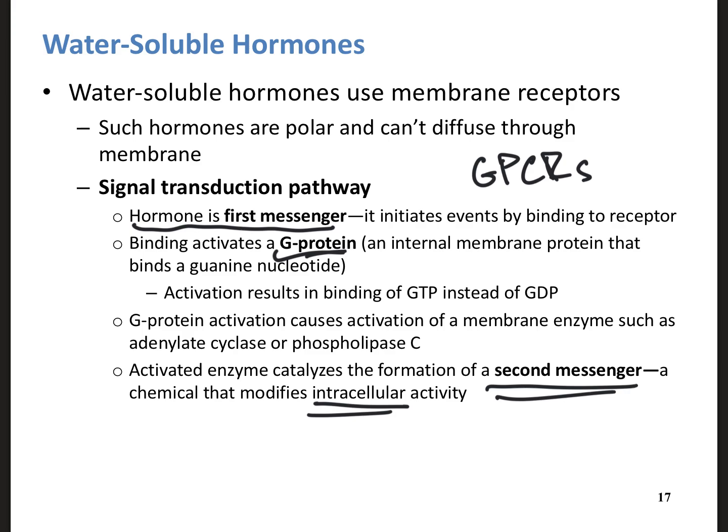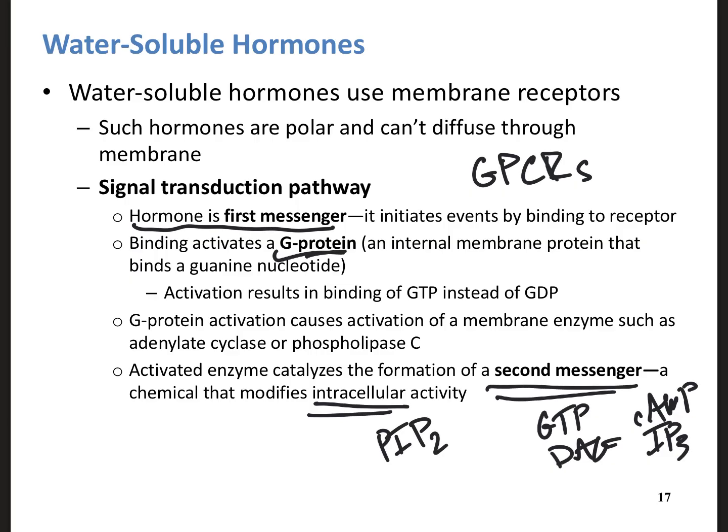Examples of second messengers can be GTP, can be diacylglycerol, can be cyclic AMP, inositol triphosphate, phosphoinositol diphosphate, PIP2, yeah. Those are all examples of second messengers.